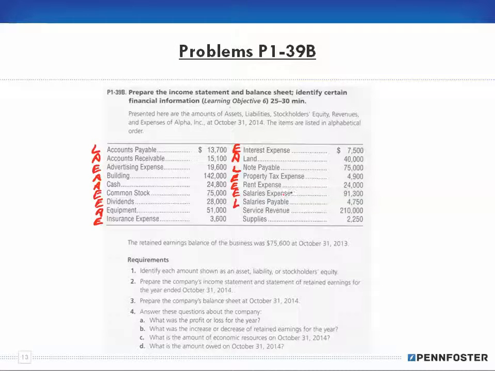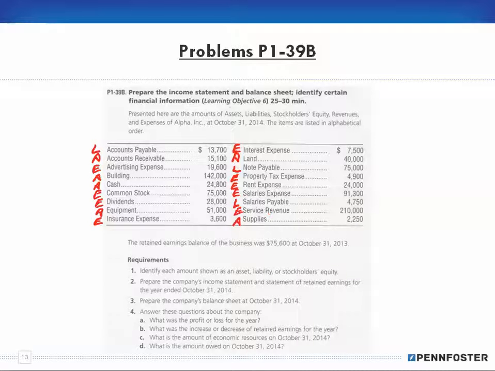Now notice you have a salary expense and a salary payable, right? Don't just automatically assume. Look at that last word, expense or payable, in order to make the determination. Revenues are shown as service revenues. Revenues are on the income statement, so they're closed out to the retained earnings, which is equity. And then supplies. Supplies are something we own, so that's an asset.